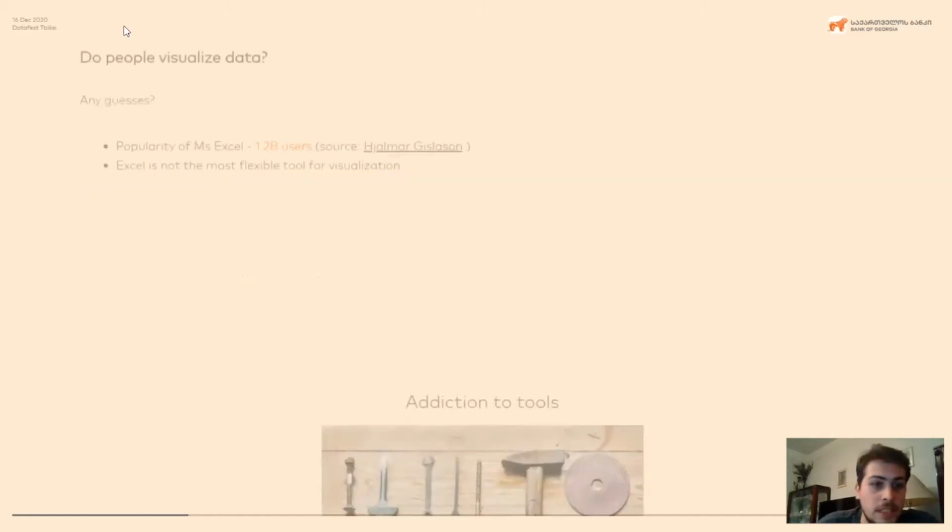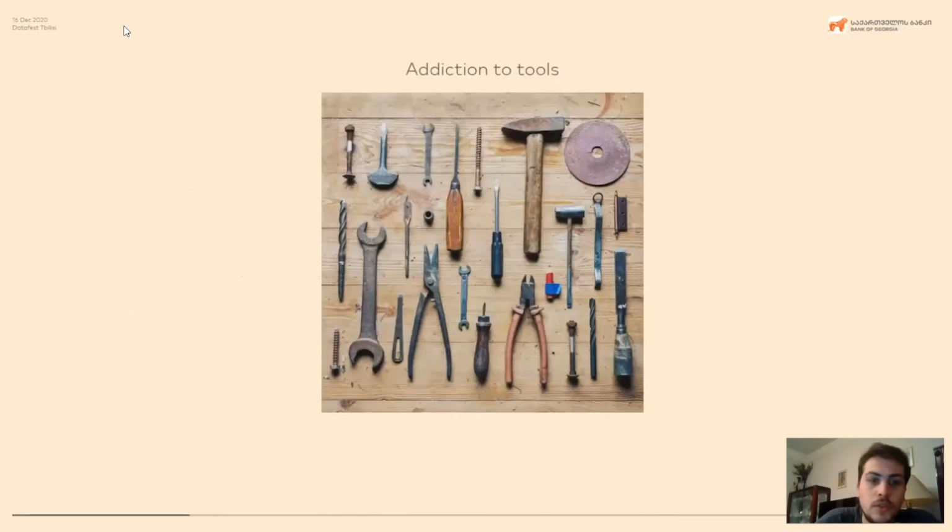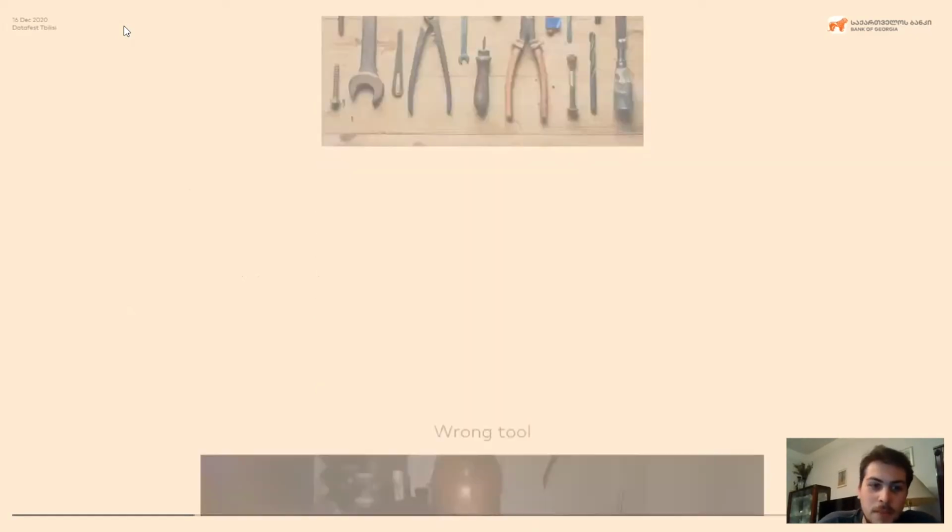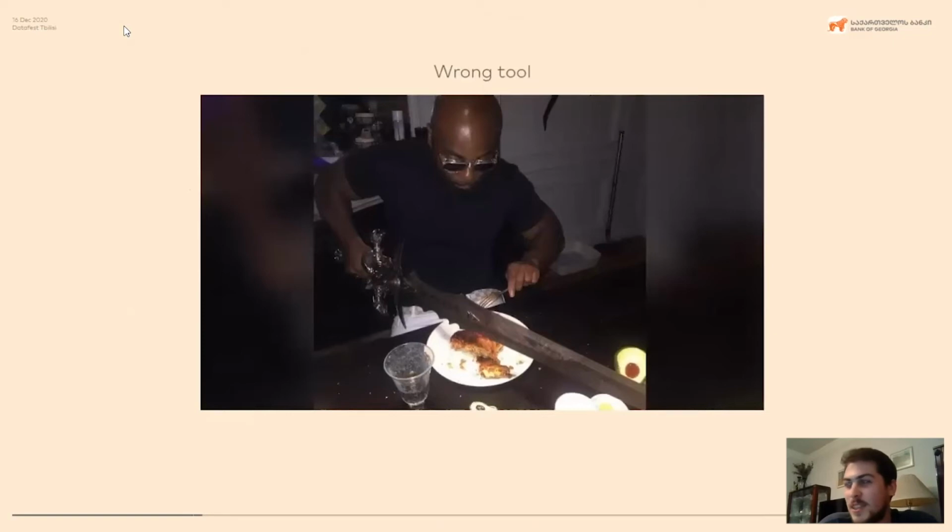And sometimes people become addicted to tools. They use the same tool for everything, but what happens when you do not properly use it? This funny meme illustrates that situation when you don't use a proper tool for a proper task. And I really like this meme.